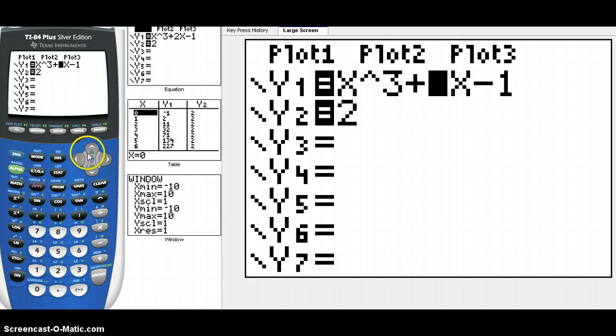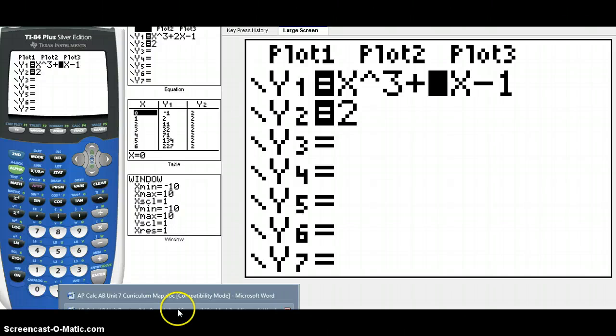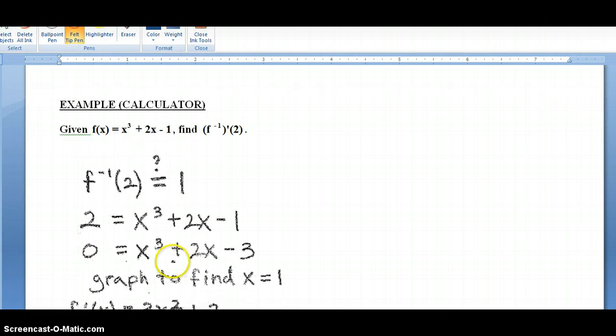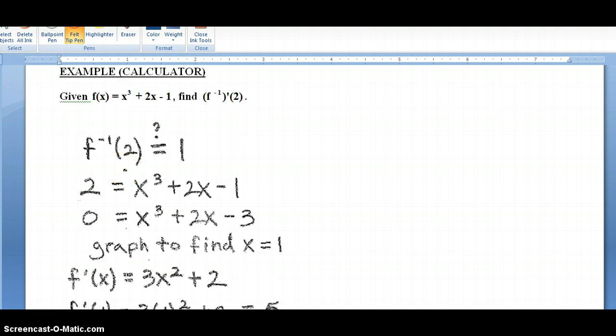Oh, looks like my calculator just froze on me. So I'm going to bypass that here. If I were to do that, I would have been able to find the 0 of the function instead. And either way you do it, you're going to find out that x equals 1. Once we know that x equals 1 is the x value that makes our function equal to 2, we can now use the inverse to finish the problem.